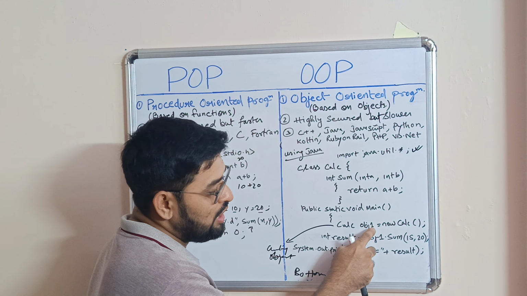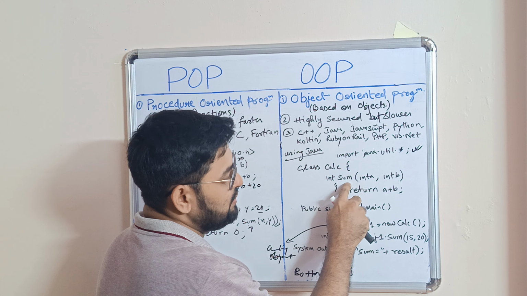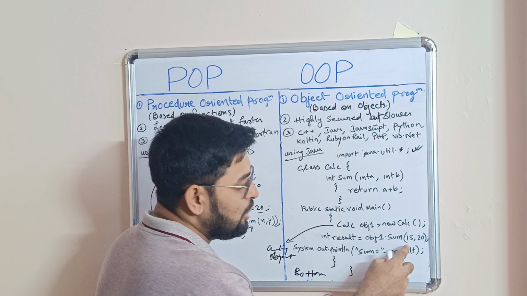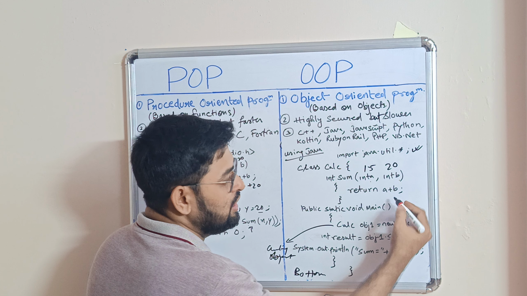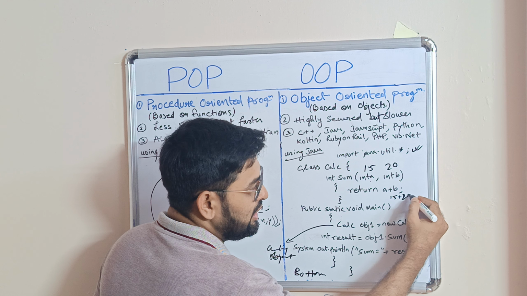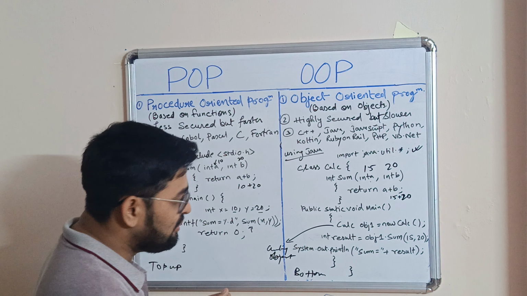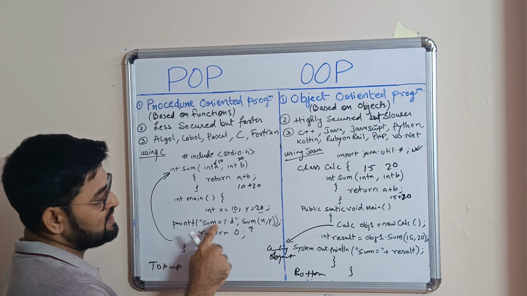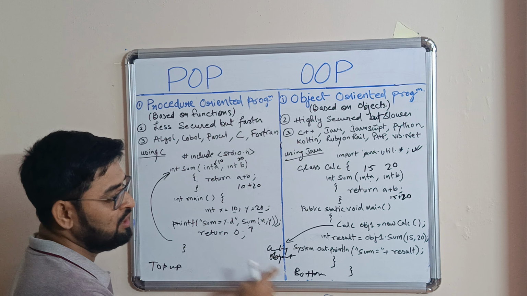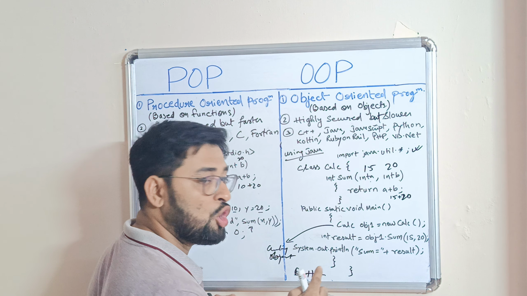obj1 dot sum 15, 20. Two values you are passing with the help of the object. obj1 dot sum 15, 20 means the values 15 and 20 will be passed to this method. Sum will be called along with the values 15 and 20. 15 and 20 will be passed to a and b. It will calculate 15 plus 20. Done. After that, the way of printing a statement as we see in C language, which follows POP, is printf sum percent d sum. This is the way to print in C, but this is the way to print using Java, which is object oriented programming.